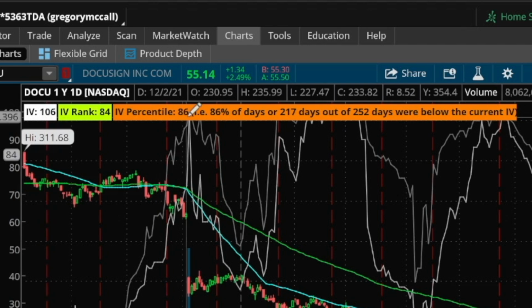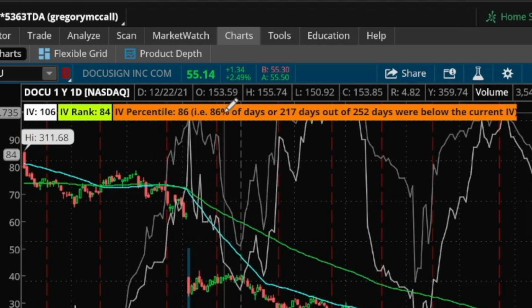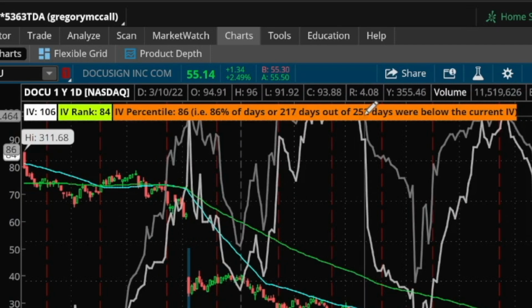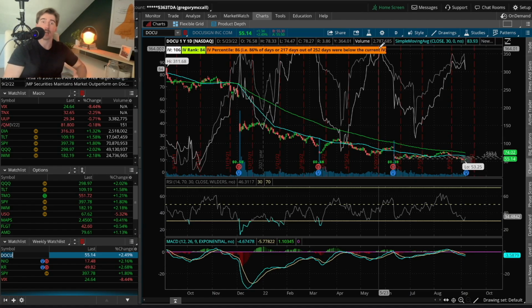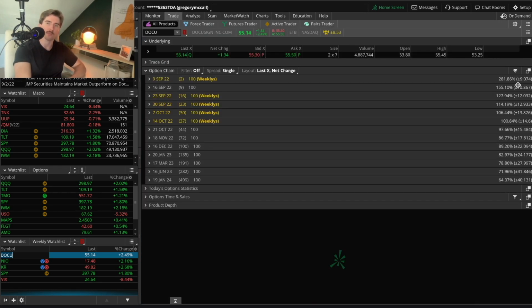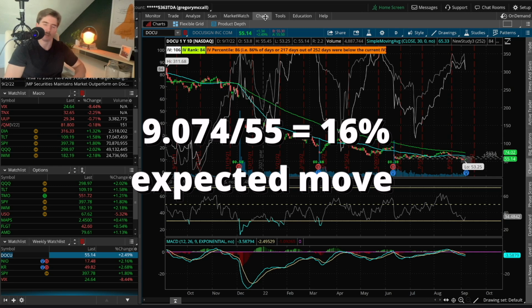If you look at the last 252 trading days, according to the IV Percentile, 217 days out of those 250 days were below the current IV level. Now, I'm assuming that Docu won't move as much as the markets are expecting, because if we look at the trade tab, the expected move for this week is $9.74. And this is only a $55 stock. So this means that the markets are expecting Docu to move by about 15%, which I think is completely insane.